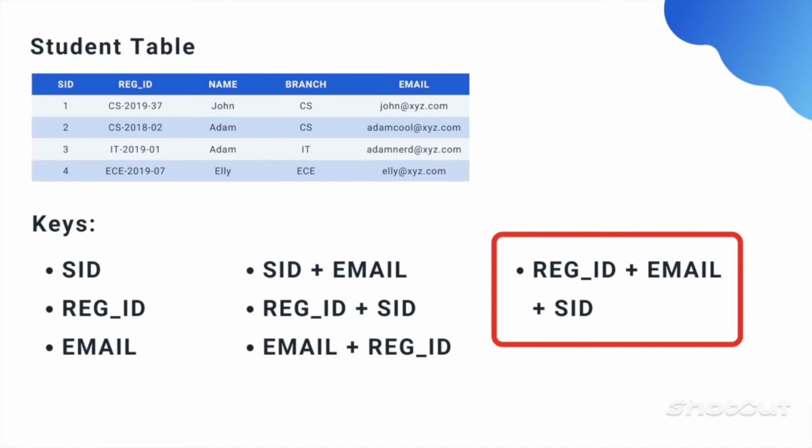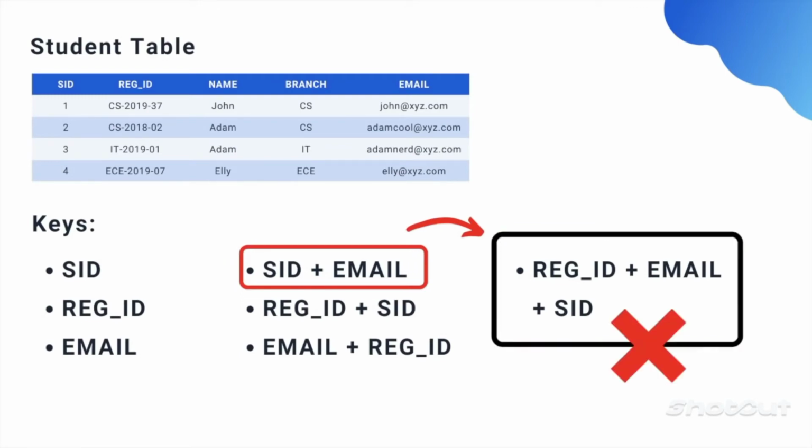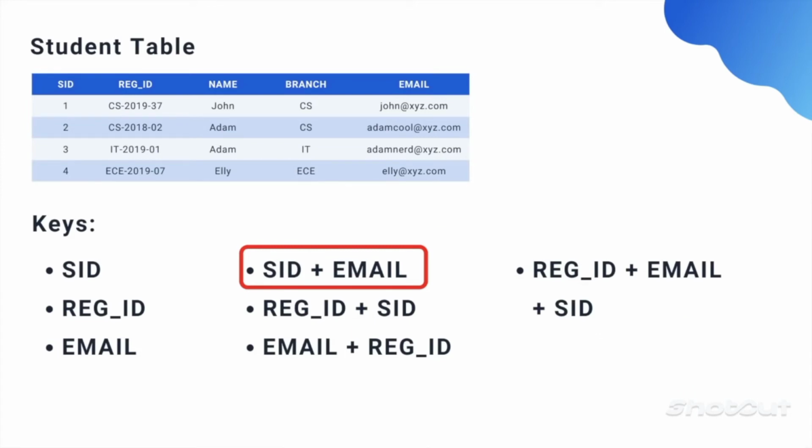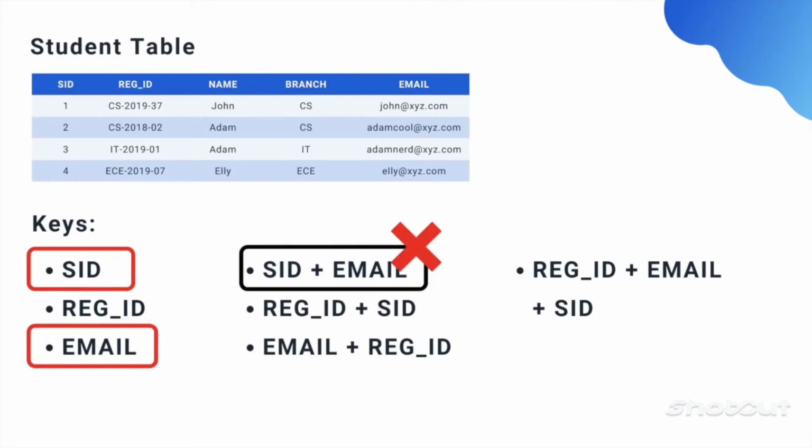Registration ID, email, and SID together form a super key, while email and SID is a proper subset of it and is also a super key. Hence, this is not a candidate key. Similarly, email SID is a super key, and its proper subsets, email and SID, both can act as a super key individually. Hence, this is not a candidate key.